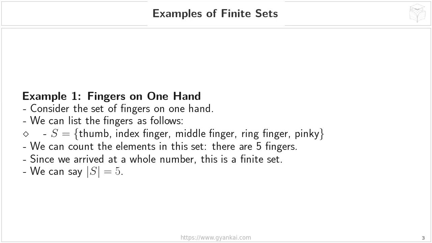Finally, we use a notation to represent the number of elements in a set. The vertical bar symbol, which is read as "the cardinality of," followed by the set name in brackets. So, we write it as the cardinality of S equals 5. This simply means the number of elements in set S is 5.